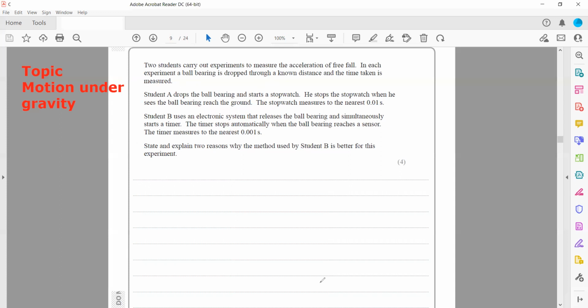First thing, student A is using a stopwatch. Even though the smallest value, or the least count, of a stopwatch is 0.01, when we are using a stopwatch there is a reaction time to stop the watch. But there is no reaction time in an electronic system. And reaction time is normally larger than the smallest value which the stopwatch measures. So even though the stopwatch can measure 0.01, the reaction time will be much higher than this value. So the first one is the reaction time using a stopwatch.